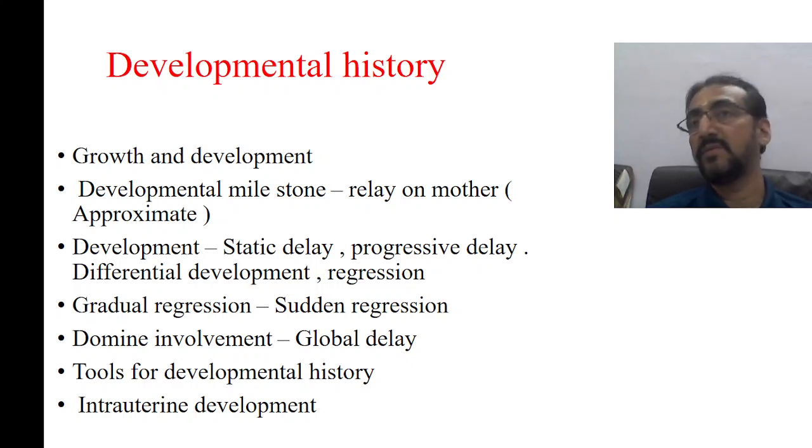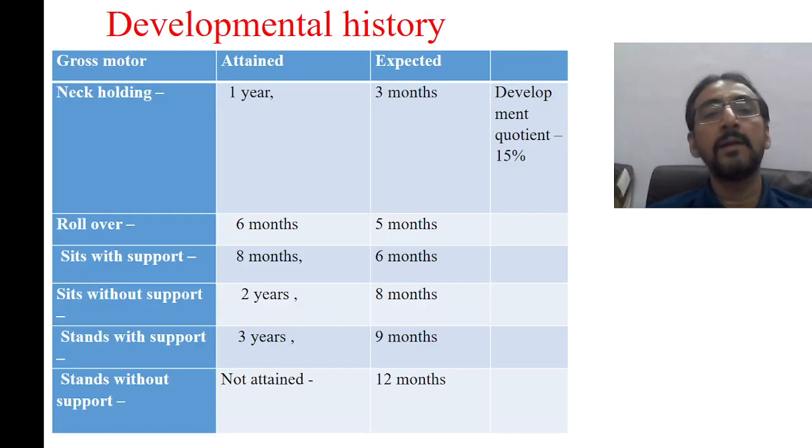Okay, or there may be some infections or intrauterine growth retardation or nutritional causes, or many things. So these are some of the basic things that I have to identify when you go for the developmental history. Now these are the examples of how we have to take that.